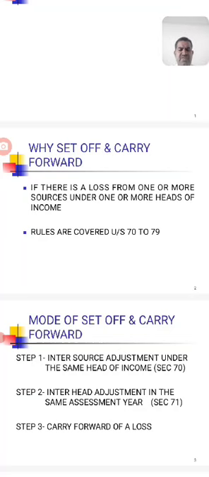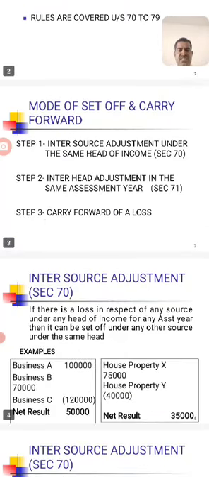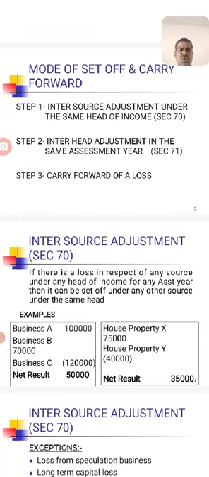The mode of set off and carry forward follows 3 steps. Step 1, inter-source adjustment under the same head of income, covered by Section 70. Step 2, inter-head adjustment in the same assessment year, Section 71. Step 3, carry forward of losses. These are the 3 steps of set off and carry forward of losses. First we see inter-source adjustment, Section 70, and what we mean by it.